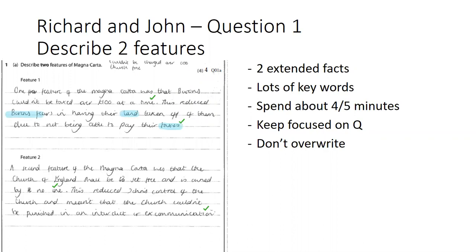Now again, the key thing about this response is the key words: taxes, land, barons, Church of England, interdict, excommunicate. There's some real key words there that we can use in this response to give it the 4 out of 4. This question, remember though, is very easy to get full marks for if you do it in time, focus on the question, and you know the facts about it.